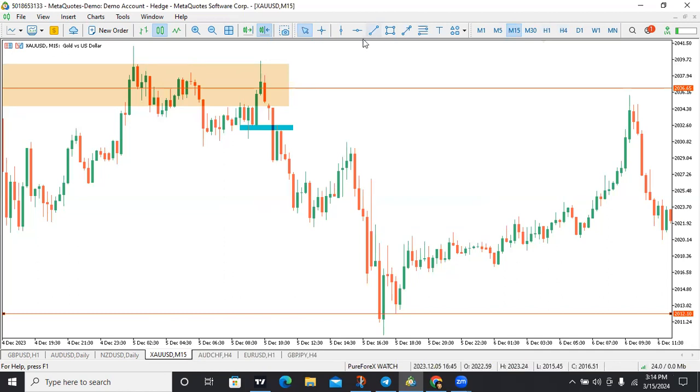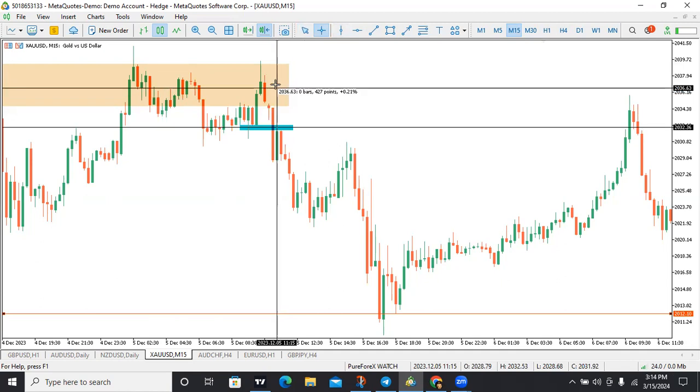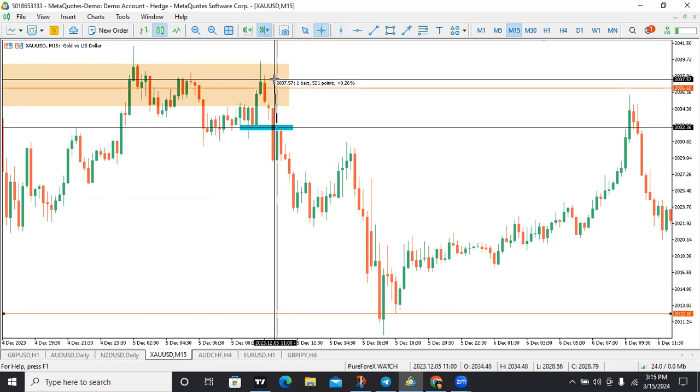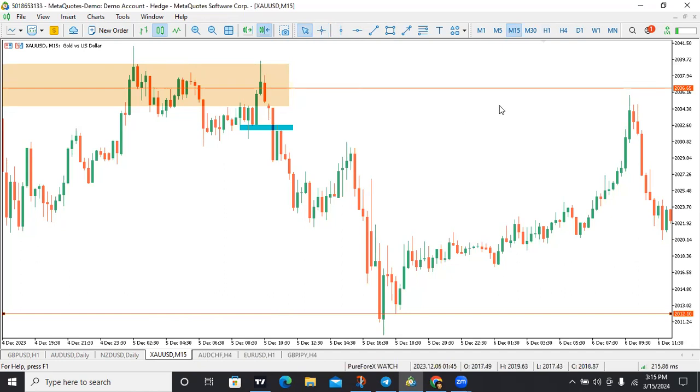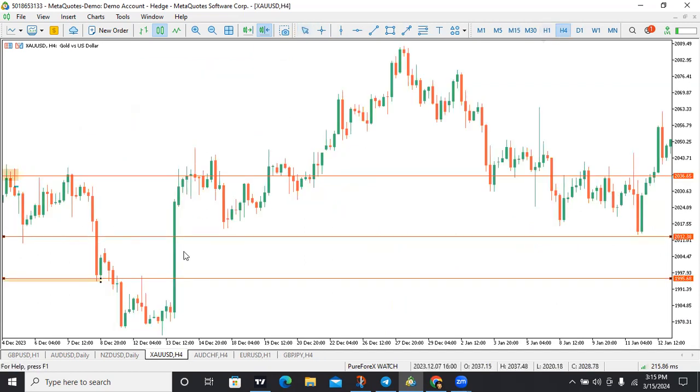So you see, we risk 53 pips to smash 203 pips. So this is about 4%, guys. All right. So if we go all the way to our overall target, it is going to be up to 8%. So let's go back to the H4 time frame.